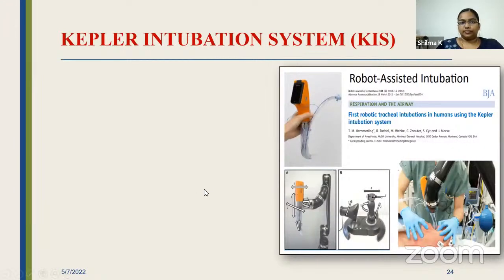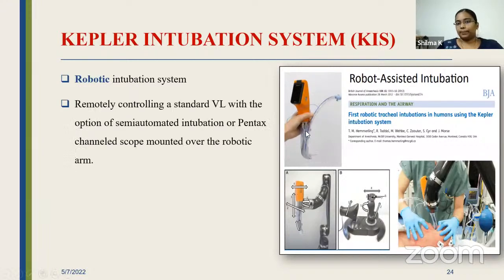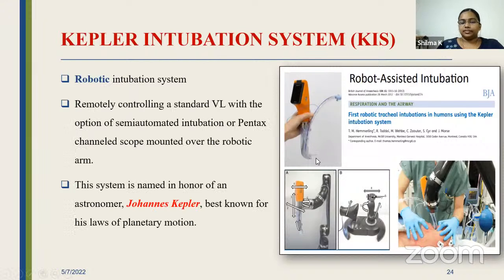The Kepler intubation system was the first human robotic intubation system, in which they used the Pentax airway scope. And this system is named in honor of the astronomer Johannes Kepler, best known for his laws of planetary motion. The success rate was 91%, but future studies are required for further human safety and performance.